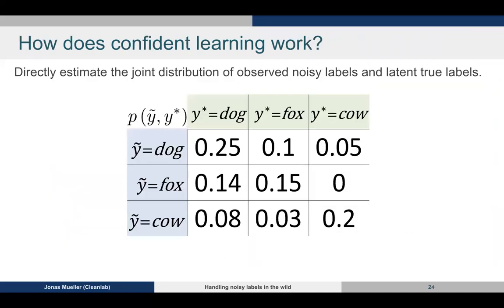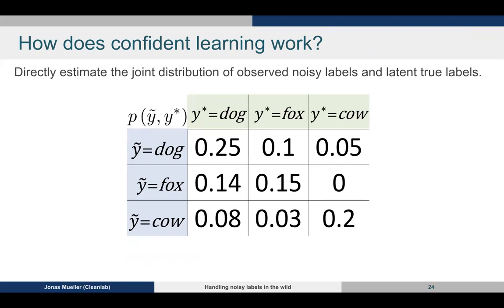And so going back to the confident learning algorithm, remember I talked about counting up how many examples in the data set we believe have true label, say, dog, and given label fox, and converting those into probabilities just by normalization. That's sort of the key quantity we want to estimate using our algorithm.